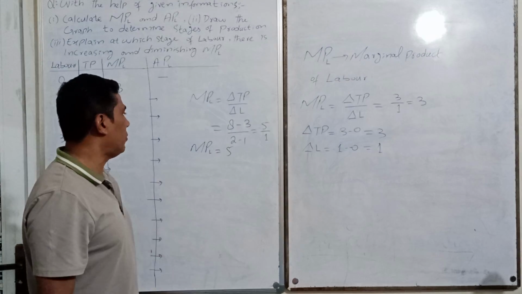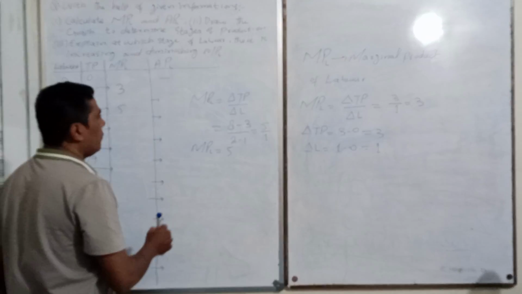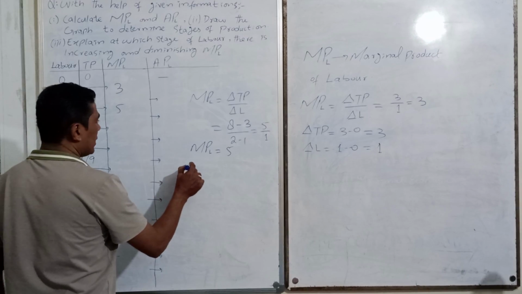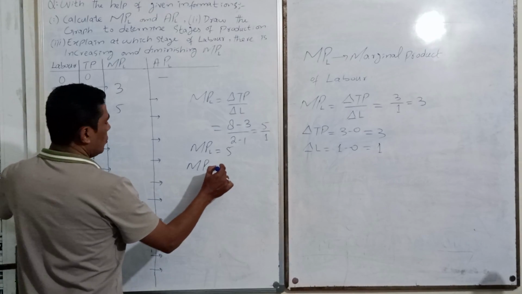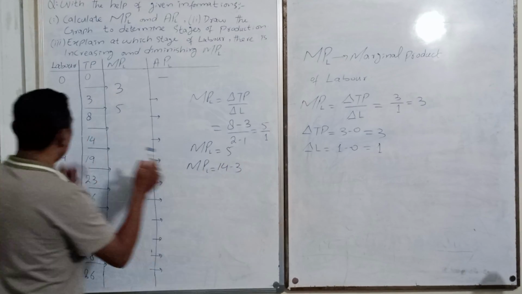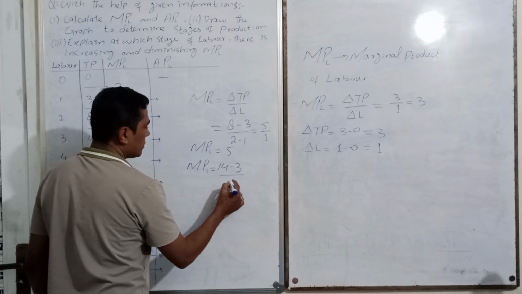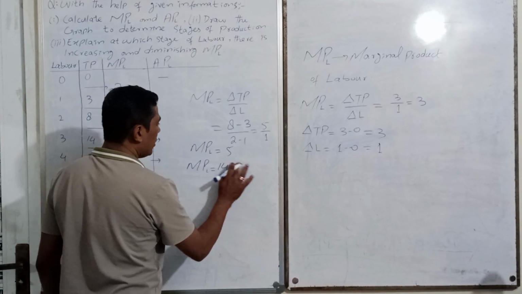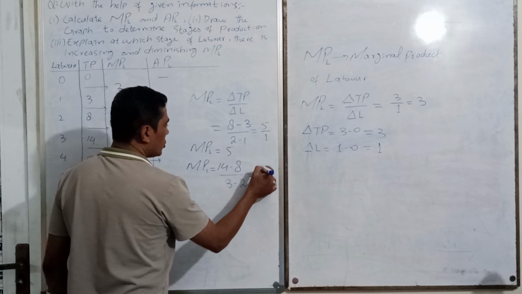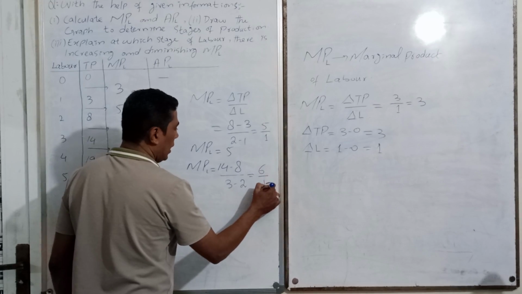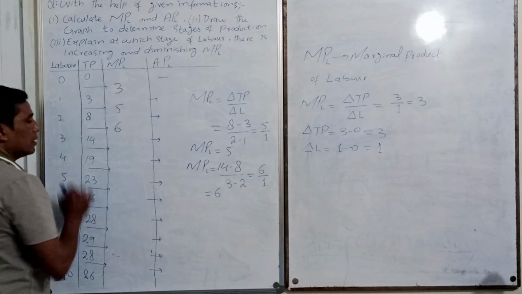MPL is 5. So now right here, 5. Similarly, we can calculate between further values. MPL equals 14 minus 8, these two values, upon 3 minus 2. So you have 6 upon 1. So your answer is 6. Now you can write here 6.